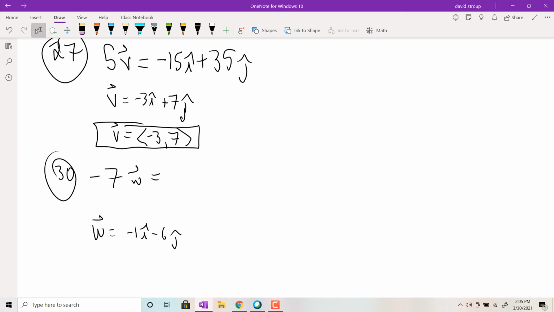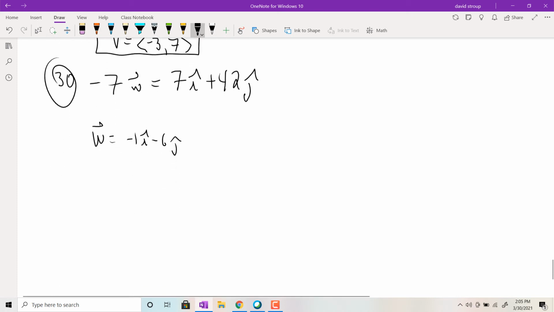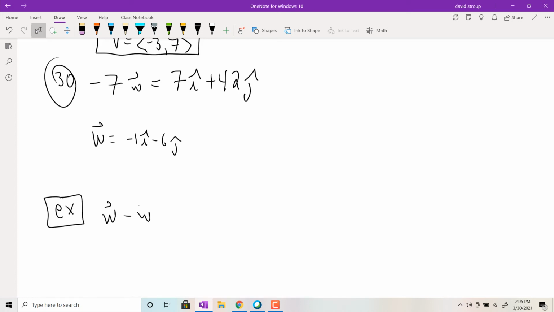Right? So you just multiply each component by -7. So I end up with 7i plus 42j. Okay, pretty easy, huh? How about something like w minus w? So there's just an example, w minus w. Does that equal 0? Well, no, not quite. It equals the 0 vector, which is different, believe it or not.